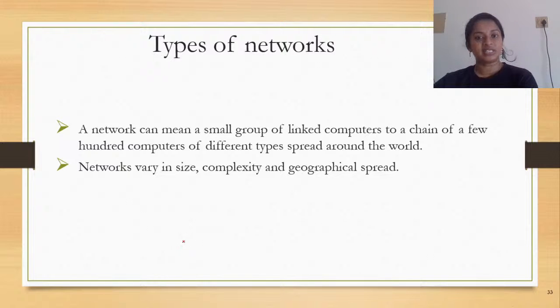Okay, so we're going to see the different types of networks. Prior to seeing the different types of networks, we need to understand how the categorization goes. When you're talking about a network, it can be either a small group or a big group, right? A small group means a small group of linked computers to a chain. A chain in the sense you're talking about a bigger network wherein the scalability has increased. Now what is scalability? It is the increase in the number of devices, right?